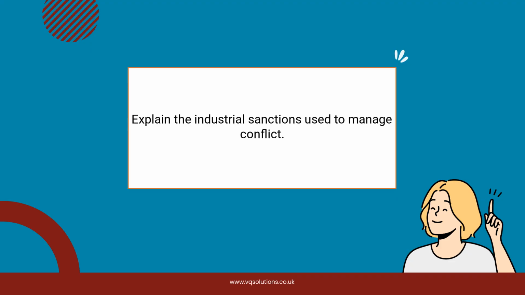Next, explain the industrial sanctions used to manage conflict. These sanctions can range from internal disciplinary measures such as warnings and suspensions to external actions like legal injunctions and fines. Sanctions are guided by internal policies, as well as external legislation such as trade union laws and employment regulations. For instance, laws in the UK that limit strike action after a certain period have been used to reduce long-term disruptions.